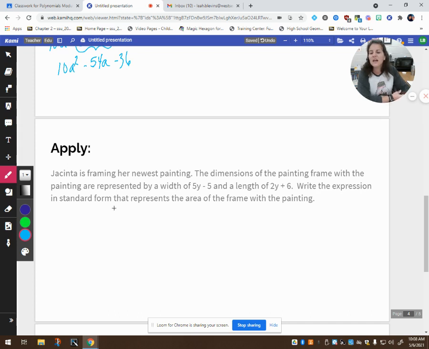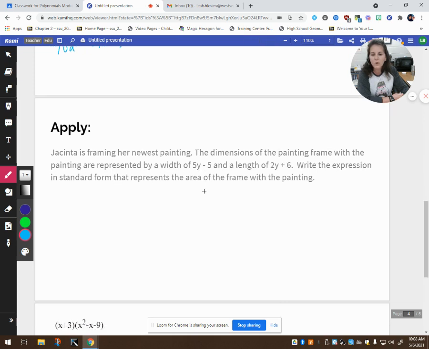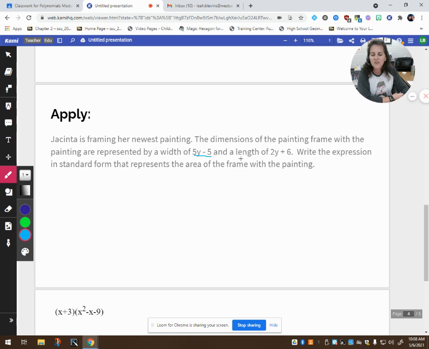Jacinta is framing her newest painting. The dimensions of the painting frame with the painting are represented by a width of 5y minus 5 and a length of 2y plus 6. Write the expression in standard form that represents the area of the picture frame with the painting. So we did the area is found by doing length times width, or width times length. So I'm going to write it out here, and now I'm just going to FOIL it out.